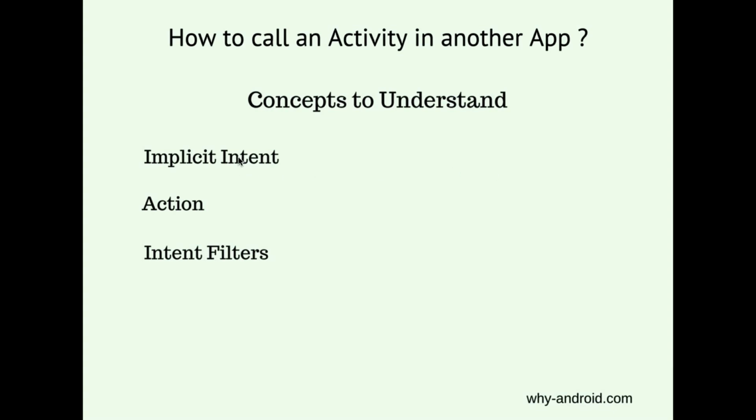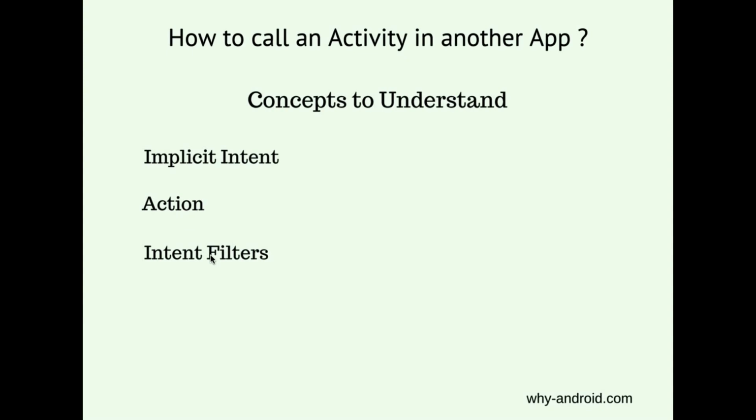So there are a few concepts which you need to know in order to do that, and we are going to learn about that in this video. So implicit intent, I already told you, is used to call an activity in another app. Then you have actions. Actions are basically used to specify what kind of intent you want to call, that is, what kind of activity you would like to handle this functionality. So suppose I want to use messaging functionality, I can use an action like ACTION_SEND. I'll show you how you can do that.